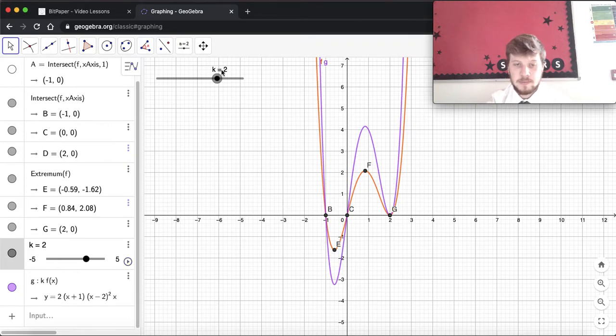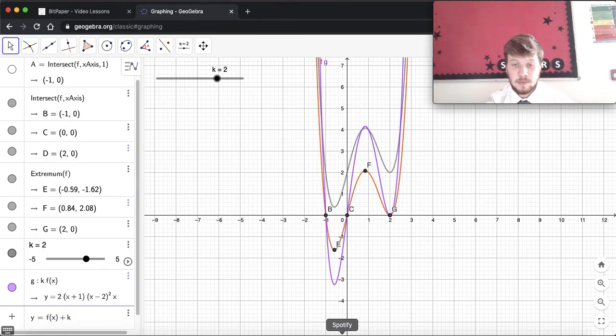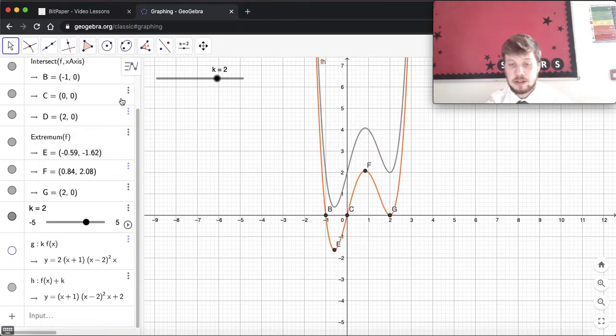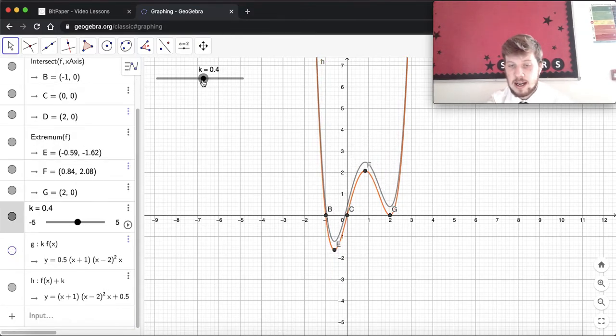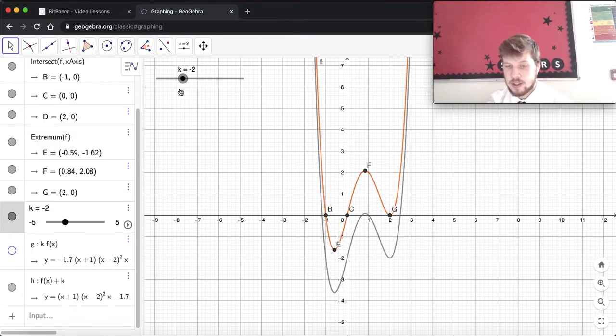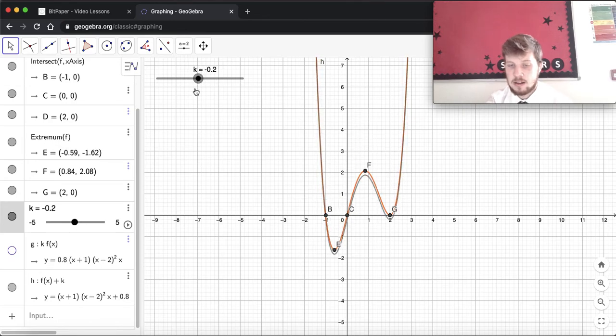Okay. The next thing I'd encourage us to look at is what would happen if I had y equals, let's say, f of x, and I want to add on k. And I can hide my previous graph, and again I can see what happens as I add and subtract k, and we should know that this is a vertical translation parallel to the y-axis, and it's just moving my graph up and down.